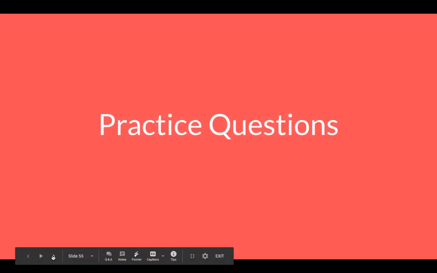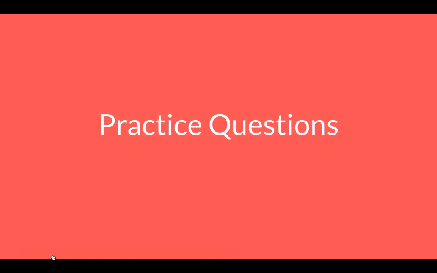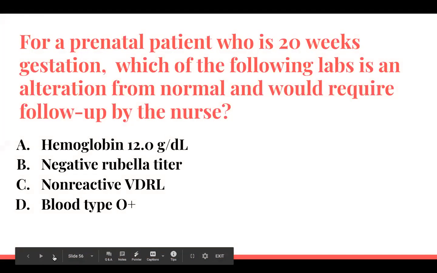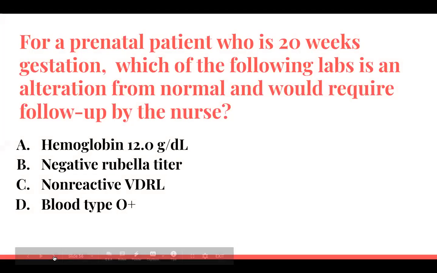All right, so some practice questions. For a prenatal patient who is 20 weeks gestation, which of the following labs is an alteration from normal and would require follow-up from the nurse? So the answer is B. A negative rubella titer means that you do not have immunity. You will need a booster after the delivery. Rubella can cause a miscarriage, stillbirth, brain defects and deafness. And the VDRL is a syphilis screening.